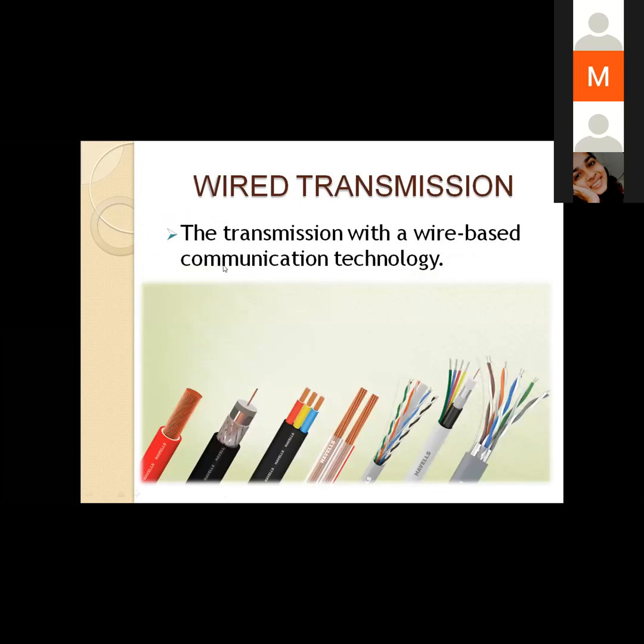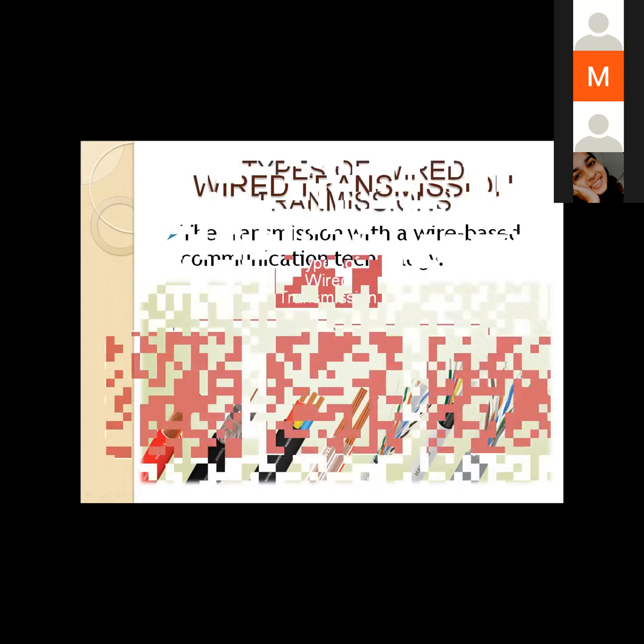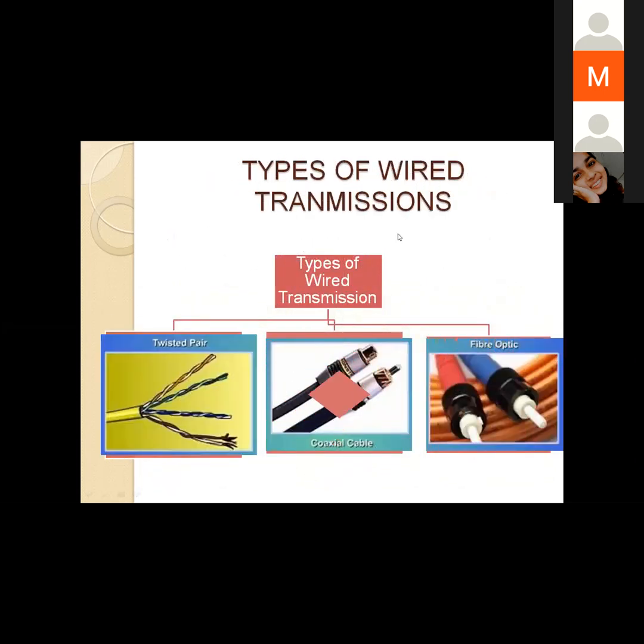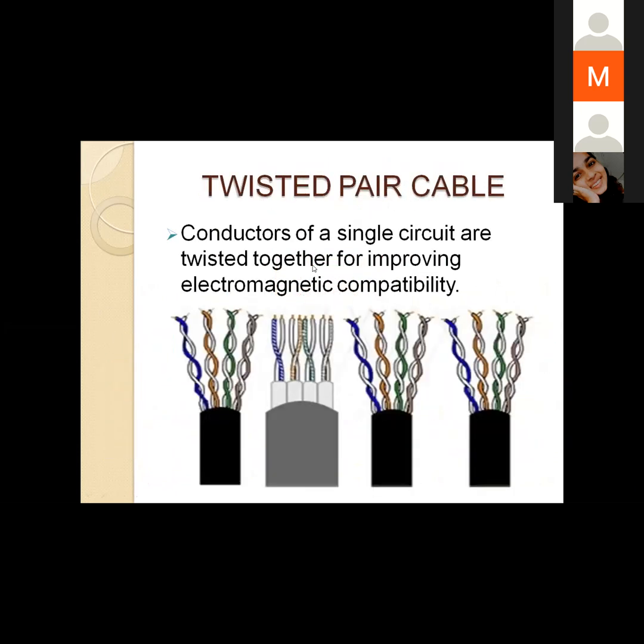Wired transmission or wired media is a pathway that carries the information from the sender to the receiver. This has an actual physical medium, which can be a wire, that is a fiber optic wire, a vacuum cable, or a coaxial cable, etc. There are different types of wire transmission, which I'll be talking about: twisted pair cables, coaxial cable, and fiber optic cables. Twisted pair cables are used the most in our daily lives.